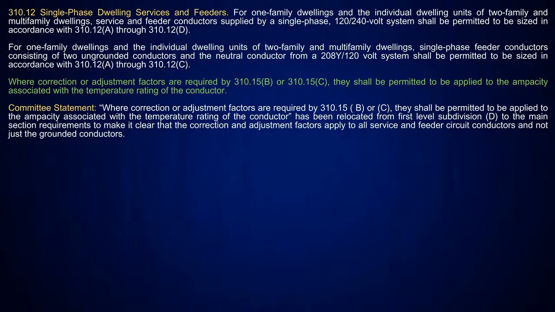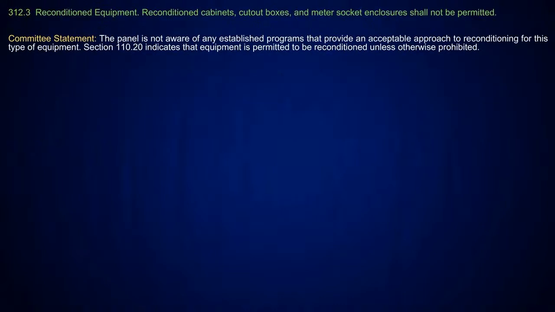All right, now the next one is reconditioned equipment. What this is going to deal with is cabinets, cutout boxes, and meter socket enclosures. You're not permitted to recondition these items. And next week I'm going to go to Article 314, and it's going to say you can't recondition outlets either.